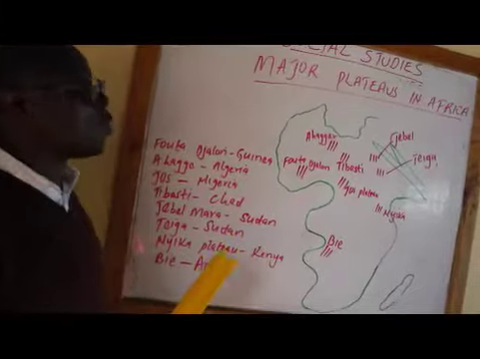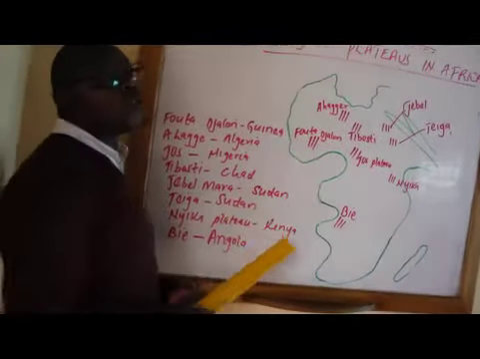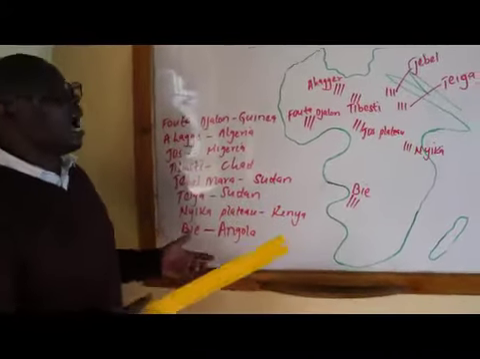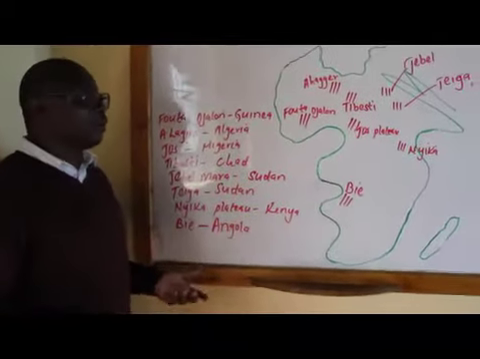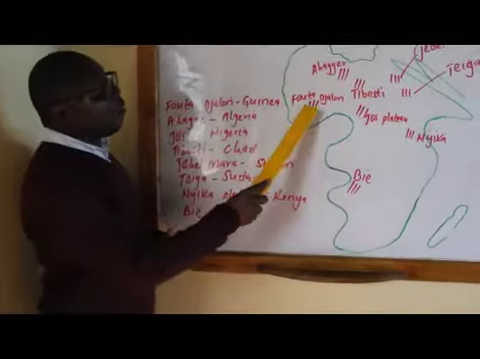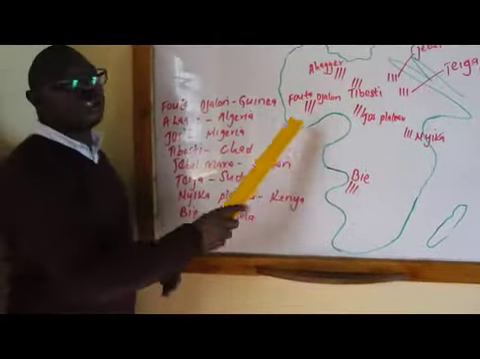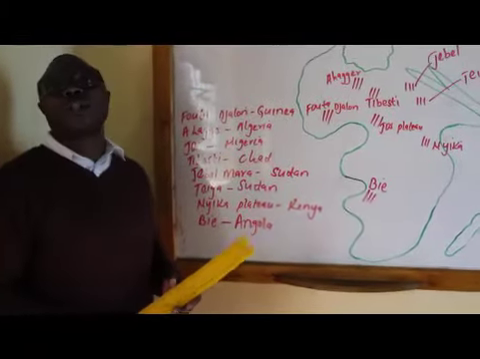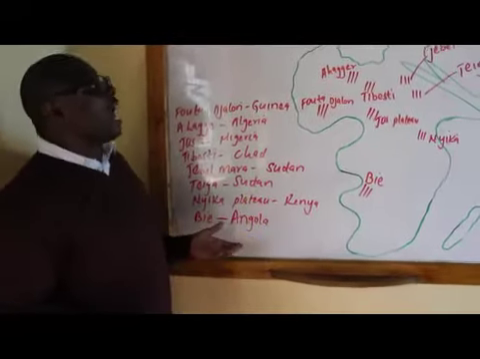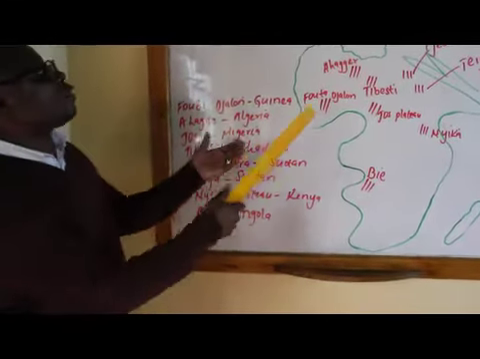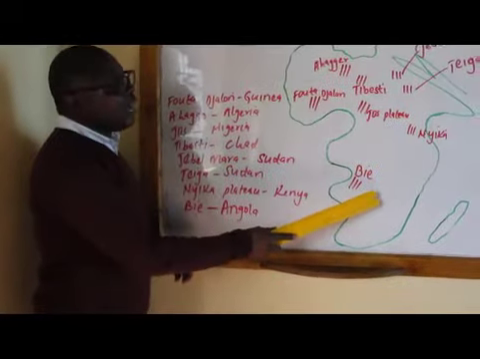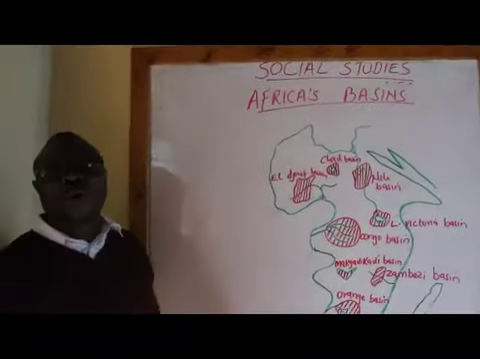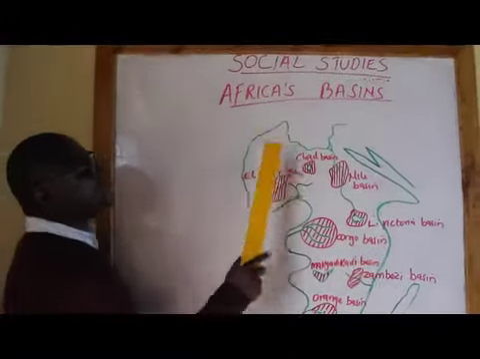Now I would like you to note this, that if a river happens to flow across a plateau, then it is likely to create a natural feature known as a waterfall. That is why when we look at most rivers in Africa, they cross plateaus. And that is why many rivers in Africa are navigable only in sections because of these waterfalls. So it is factual to say that most parts of Africa are covered by plateaus.